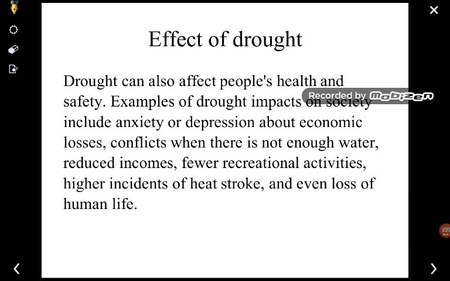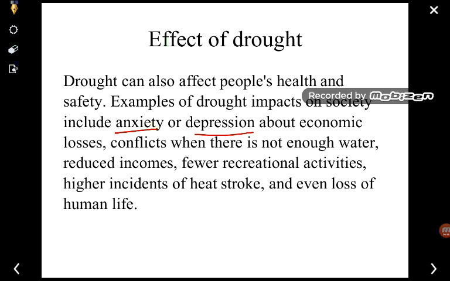If the drought occurs, normally this society has to face anxiety of the human being or depression because of the economic losses. अगर कोई भी प्रकार का नुकसान हो जाता है फार्मर्स के लिए, तो एक प्रकार का ये क्या है, हेल्थ प्रॉब्लम है to the human beings.